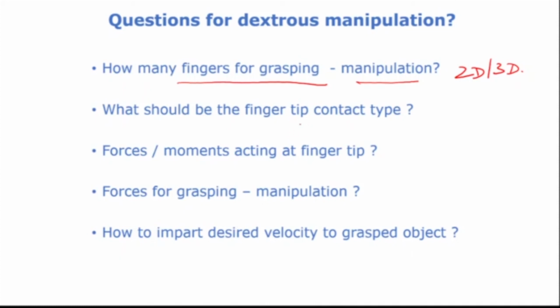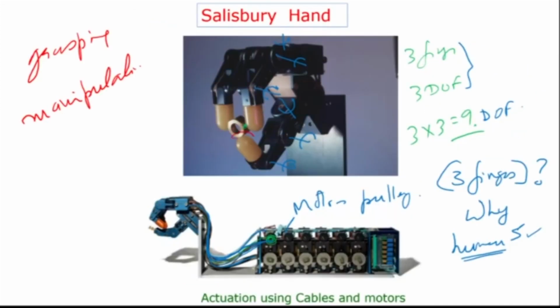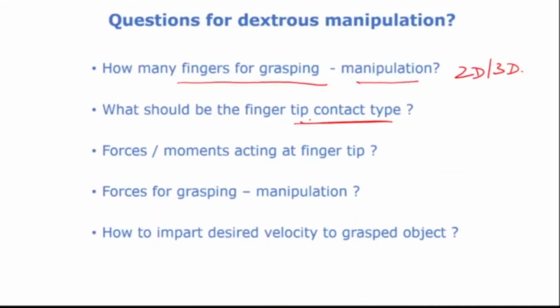What should be the fingertip contact type? We saw that the fingertip contact has a particular shape. The previous one had a different shape. This one fingertip has a spherical shape. The human fingers have a different shape again. So what should be the shape of the fingertip and what kind of contact? Because that is the one that will determine the contact type.